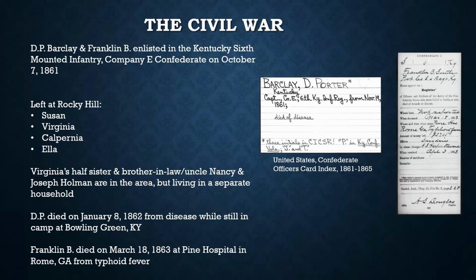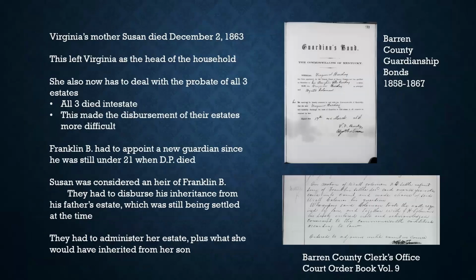So DP dies January 8th, 1862 in Bowling Green, Kentucky. And then her brother Franklin dies in 1863 at a private hospital in Georgia from typhoid fever. And then in December 1863, her mother dies. So this is leaving Virginia as a head of household. So we're now down to Virginia, her sister, and her daughter. And so she has to deal with the probate of all three of these estates because all three of them died intestate. None of them had wills.